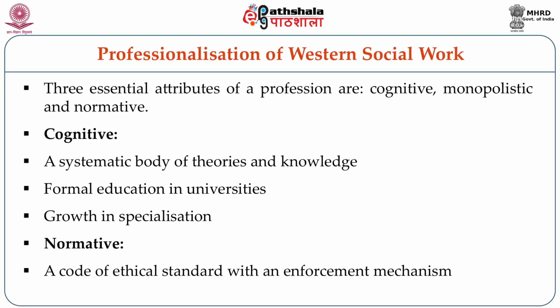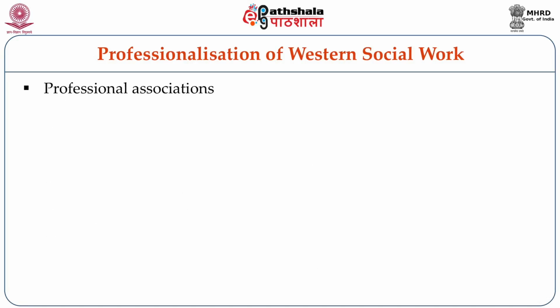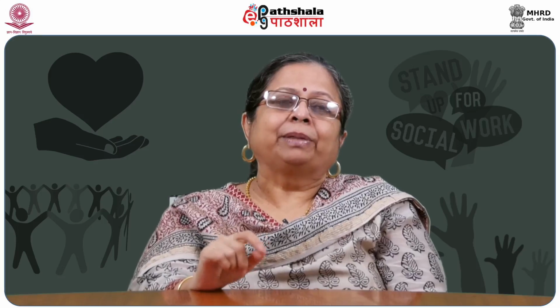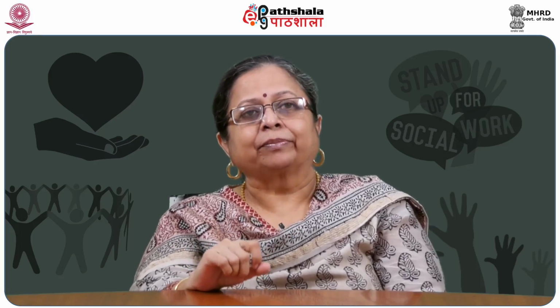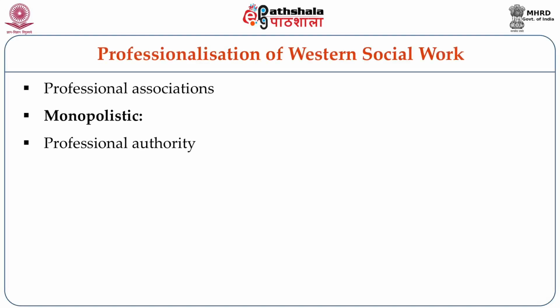The normative attributes comprise a code of ethical standards with an enforcement mechanism, and professional associations, both of which play the regulatory role for the social work profession and the professionals. The third aspect is monopolistic, meaning that only we can do this and you can't. So professional authority, that we are the experts in this area, only we can do it. And sanction from the society, for the society to say, yes, only you can do it.